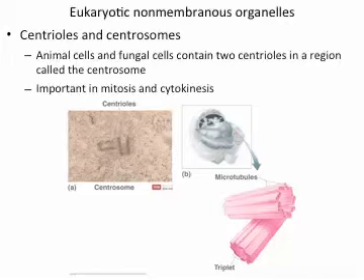So animal cells and fungal cells, which are eukaryotic cells, have two centrioles in that region. And in letter B, it shows that the centrioles are made of these proteins called microtubules. And you use the centrioles in mitosis and cytokinesis. So cytokinesis is just when the two cells that have undergone mitosis are pinching off.